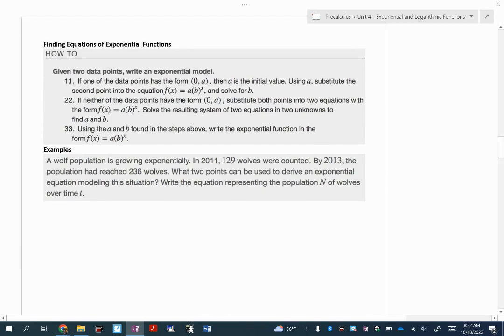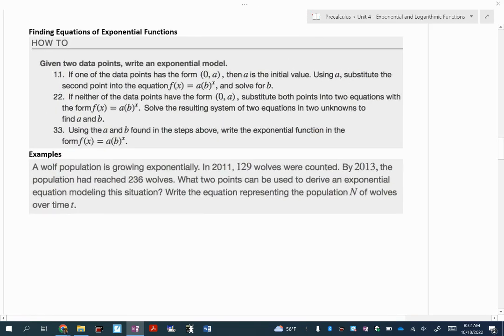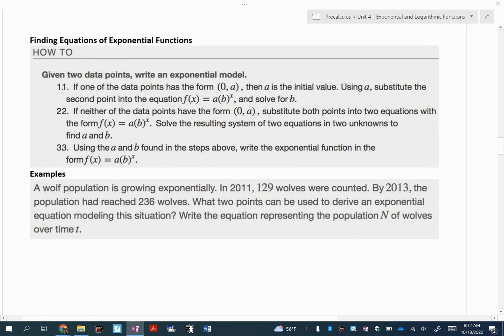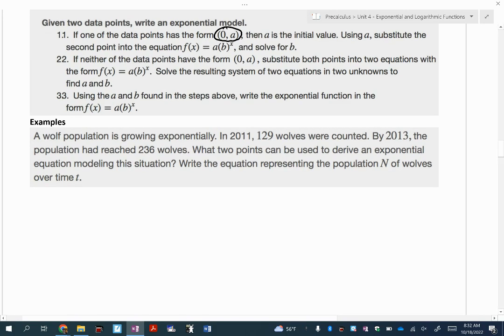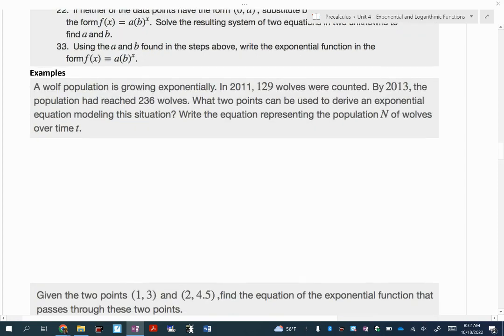Okay, let's talk about how to write or find exponential functions if you're given some information. So the first thing I always hope, right? I always hope I'm going to get this point, where it's what I always quote unquote say year 0 or the initial value, because that would just give me a right away. So let's just look at this example with the wolves.